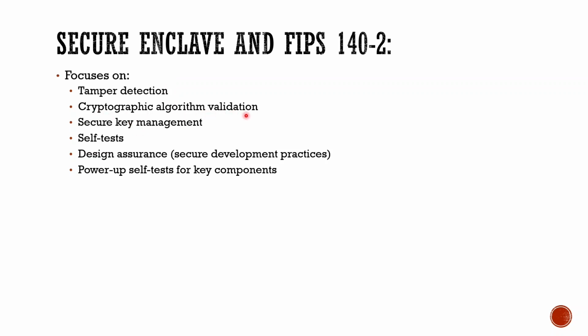There's cryptographic algorithm validation too. As mentioned in the previous video, the Secure Enclave uses a tree-based approach for storing the keys, etc. And it stores the hash of each data component that is divided into blocks, and these hashes are also compared each time before use. If there is any error, then the error flag is raised. There is also a mechanism for secure key management, self-tests that are performed, and there is also design assurance that secure development practices have been maintained. There's also power-up self-test for key components, etc.